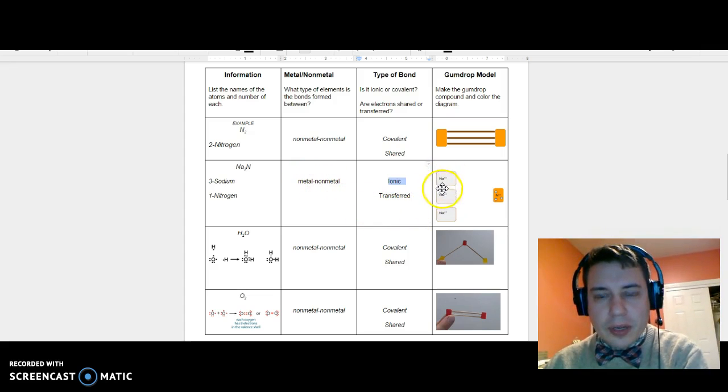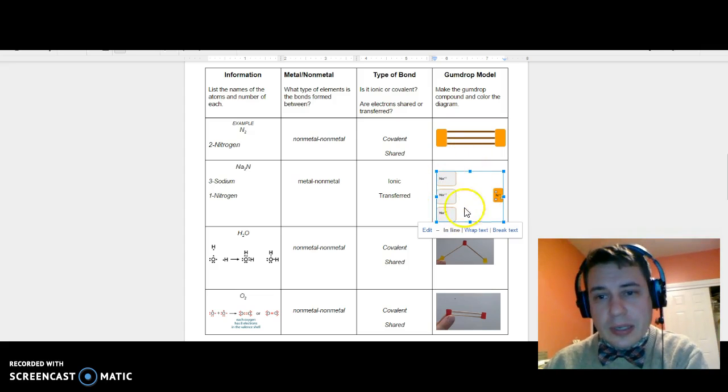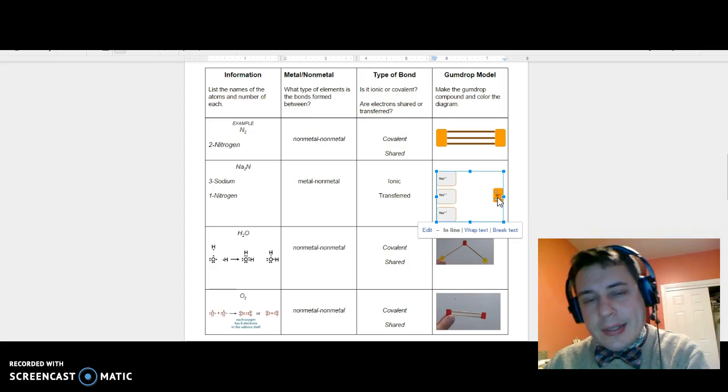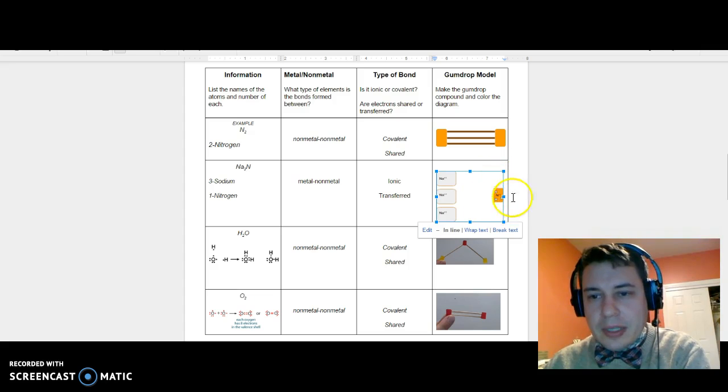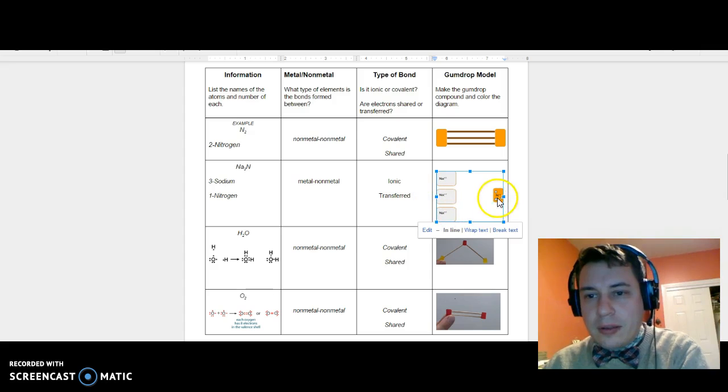And so we modeled it over here by having three marshmallows, those representing our sodiums. And then to show the electrons transferring, we would stick three electrons into nitrogen to show that those electrons left our marshmallows and went over to our nitrogen. And so we ended up with some orange gumdrops with the nerds stuck into them.